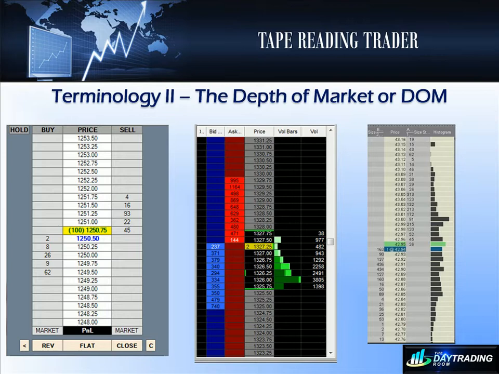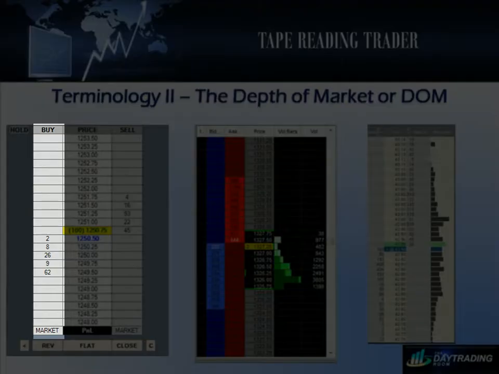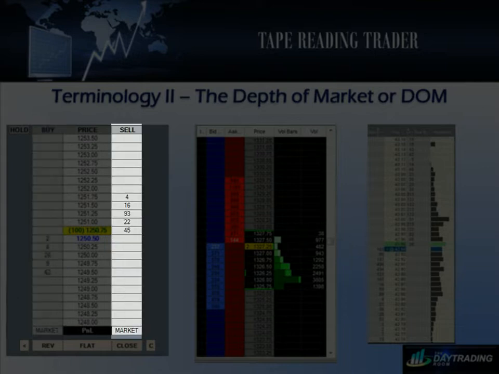On the left hand side, look at the Ninja now, you've got the buy column, and that's showing you all the buy orders that are stacked up in the market, buy limit orders that are resting there waiting for sellers to approach them. And on the sell side, these are all the offers or the ask column, and that is all the sell limits waiting for buy orders to hit them.